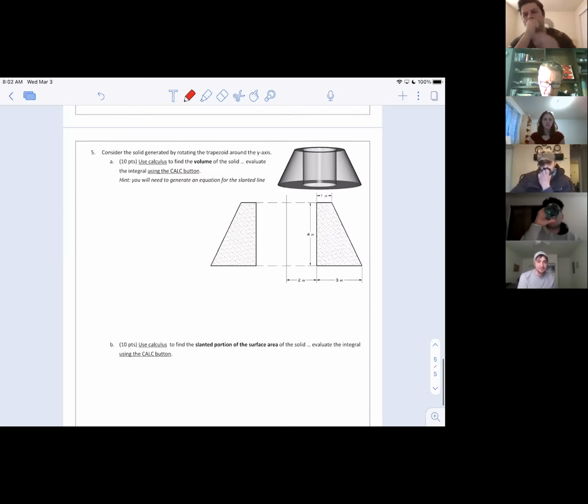Well, you've got a couple of choices. One would be shells, where I say, okay, I'm going to take this slice right here and send it around, I guess I'll call this the y-axis. I'm going to send it around the y-axis. Then this distance right here is clearly an x coordinate.